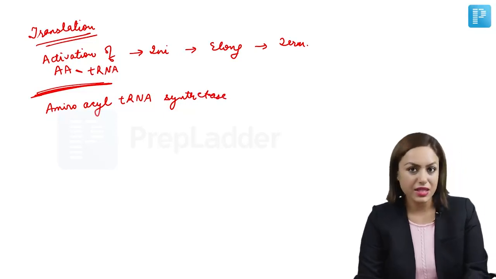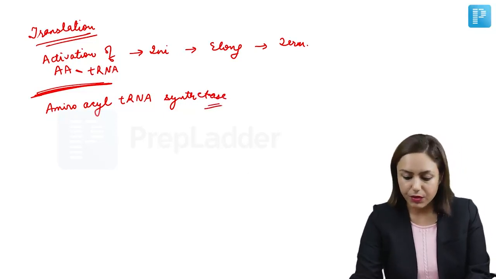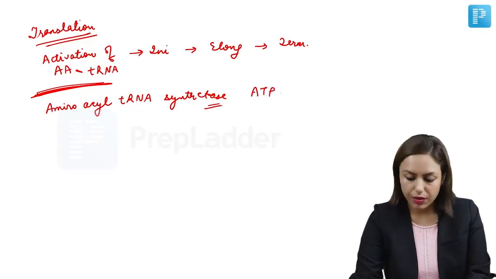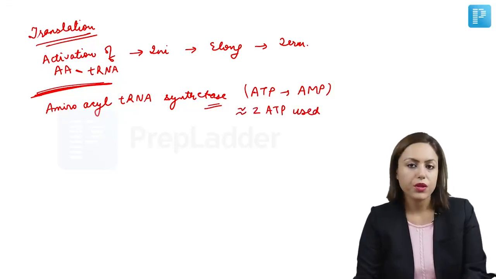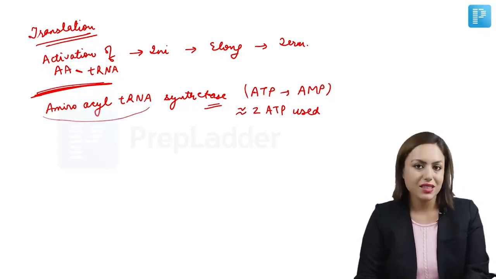Aminoacyl tRNA synthetase. Why synthetase? Because it is using ATP. ATP gets converted to AMP here. So this is equivalent to 2 ATP used here, right? And aminoacyl tRNA is synthesized.